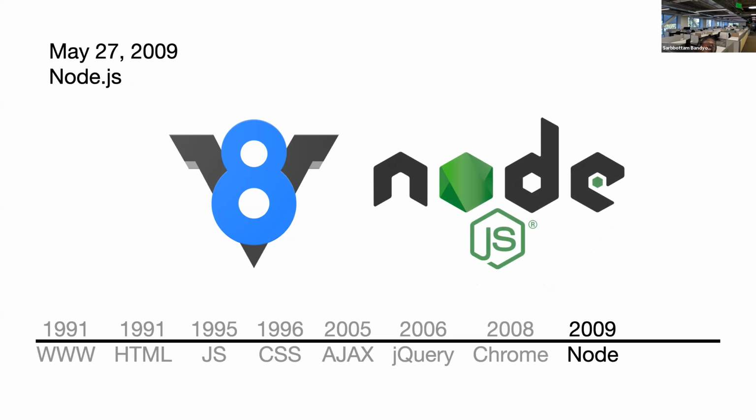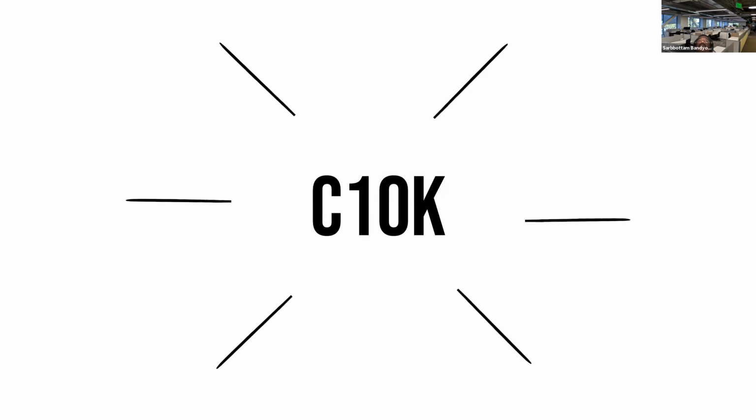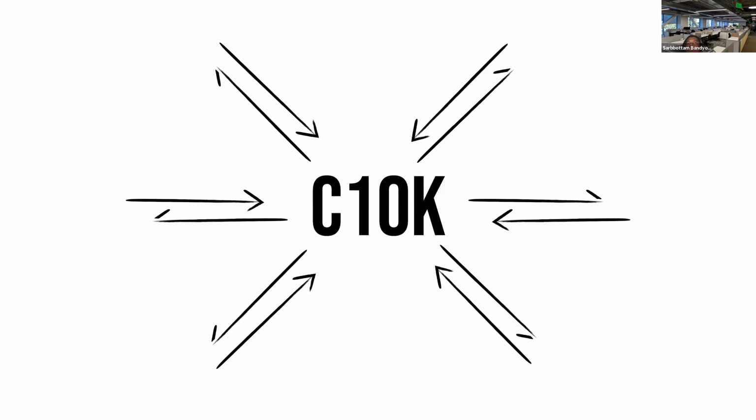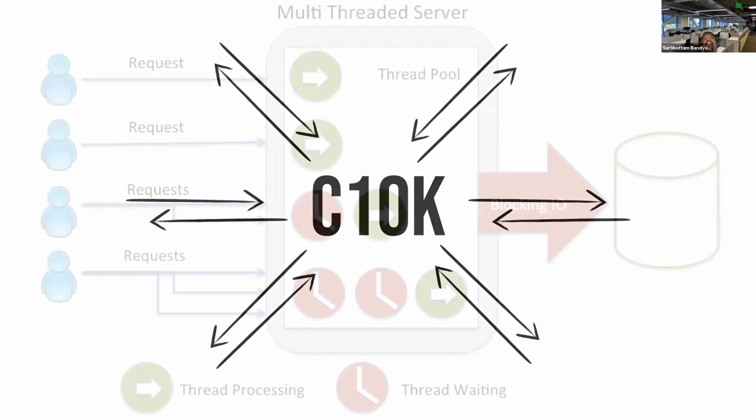So why did he choose V8? Why did he create Node.js? The reason behind it, he was trying to solve a problem called C10K. Your server should be able to handle more than 10,000 concurrent requests at the same time. And no server at that time was able to do it, because all the servers were multi-threaded environments. It was either built with Java or anything else which was working in a multi-threaded paradigm.